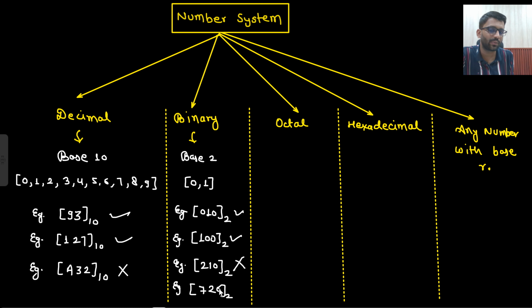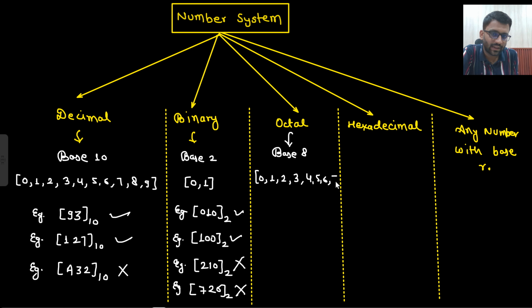720, this will also not be acceptable because you do not know 2, you do not know 7. This will also not be acceptable. Octal means base 8. Base 8 means how many numbers would be there? You can write it on your own: 1, 2, 3, 4, 5, 6 and 7. Till 7 will be acceptable. So what all the examples can be there?